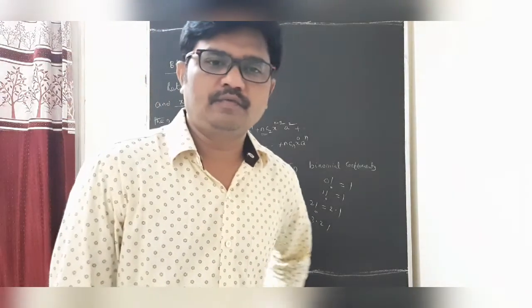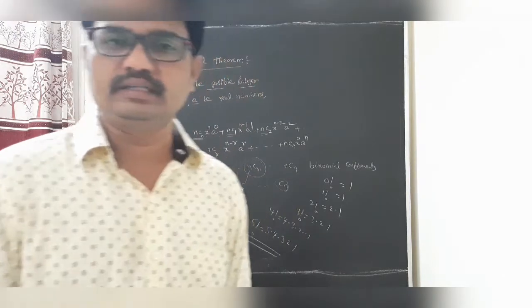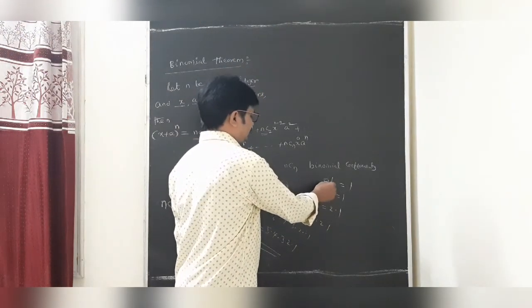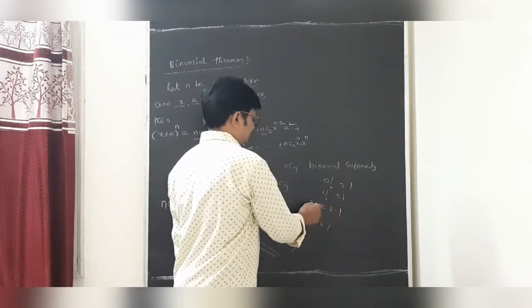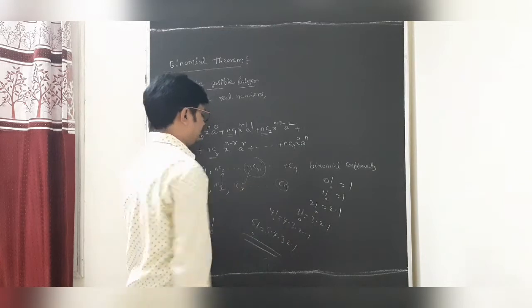The factorial for negative numbers is not defined. Minus 2 factorial, minus 3 factorial does not exist. Here, students, 0 factorial is 1, 1 factorial is 1, 2 factorial is 2 into 1, and 3 factorial must be here.